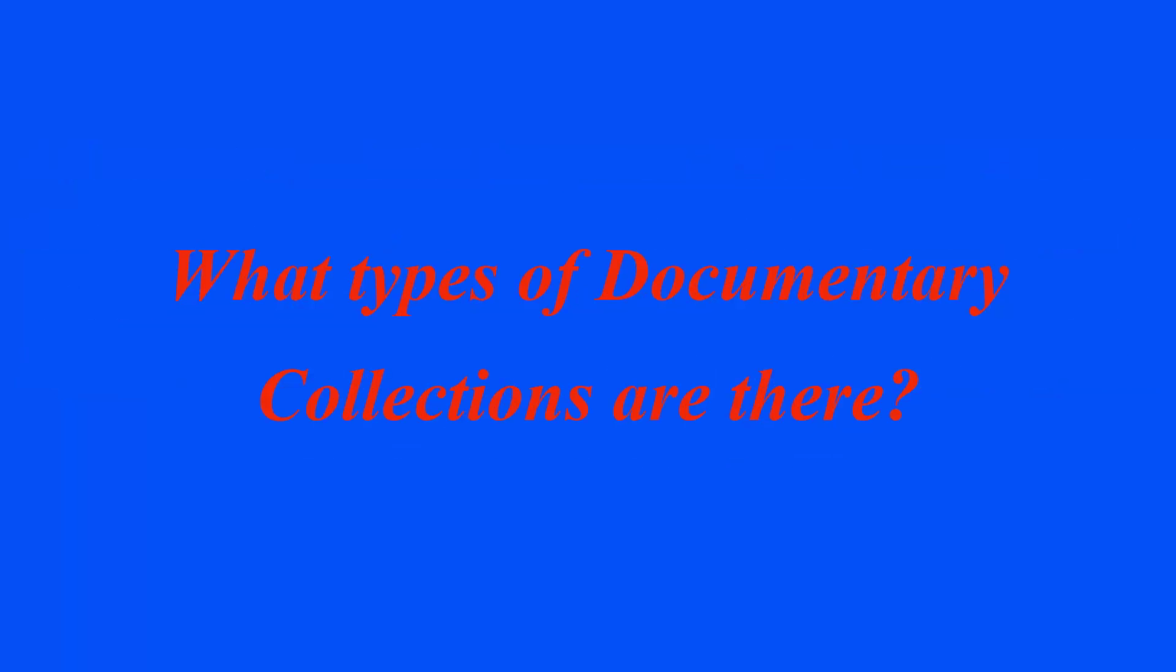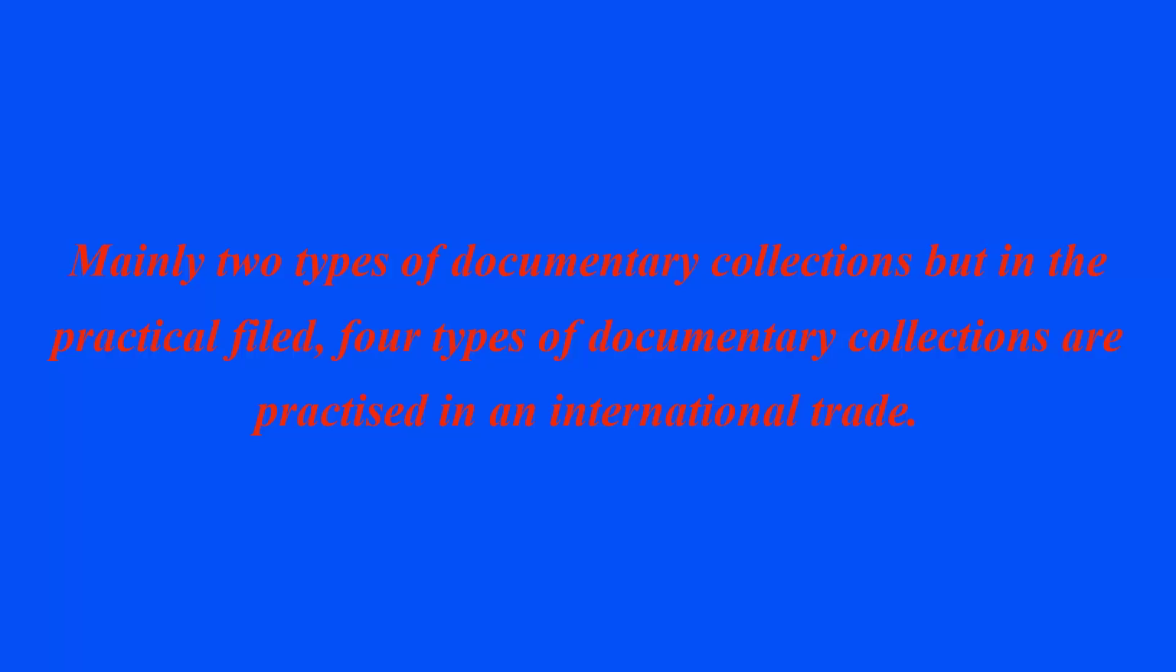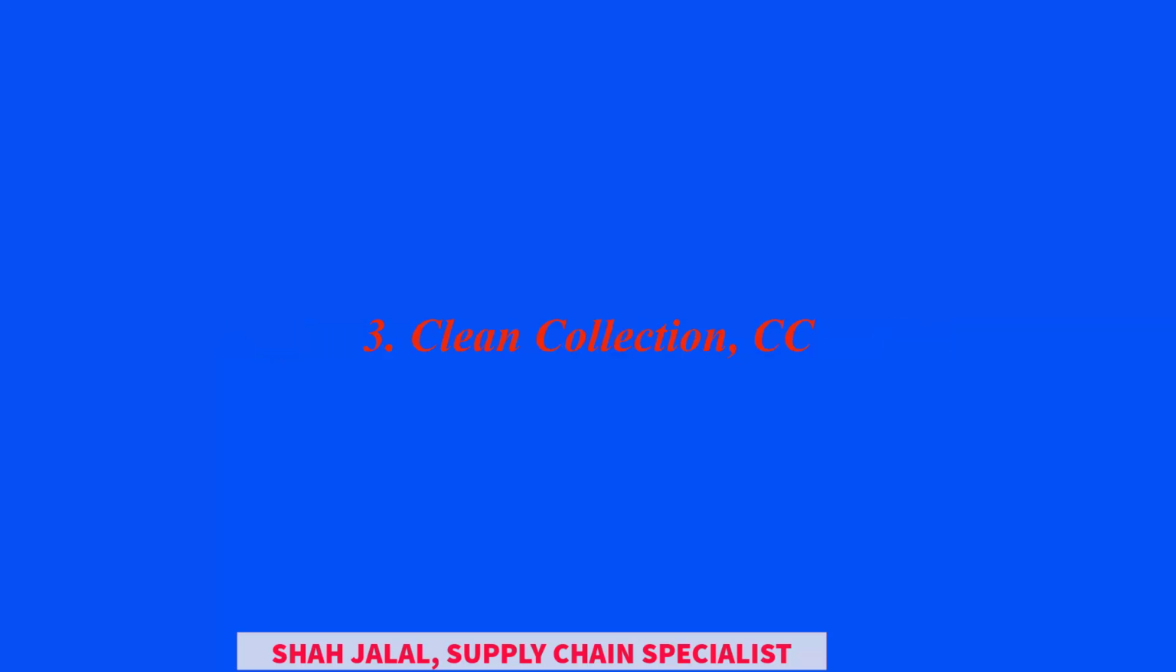What types of documentary collections are there? Mainly 2 types of documentary collections, but in the practical field, 4 types are practiced in international trade. Number 1, documents against payment (DP). Number 2, documents against acceptance (DA). Number 3, clean collection (CC). Number 4, cash against documents (CAD). Let's try to know the details about the types of documentary collections.